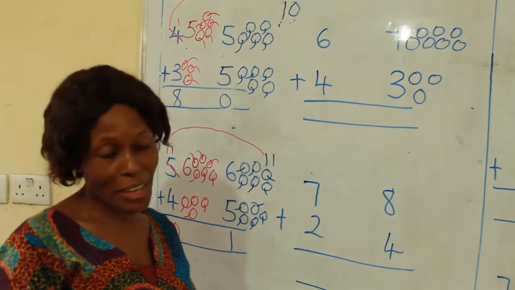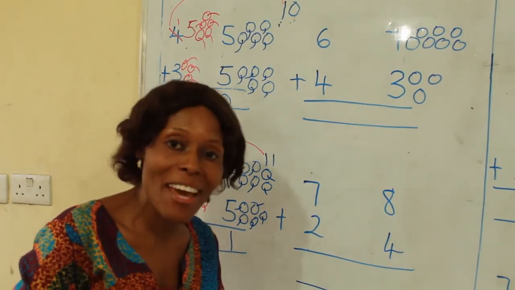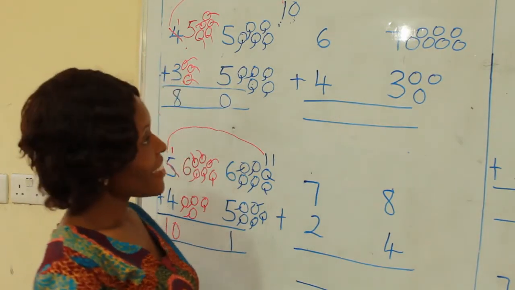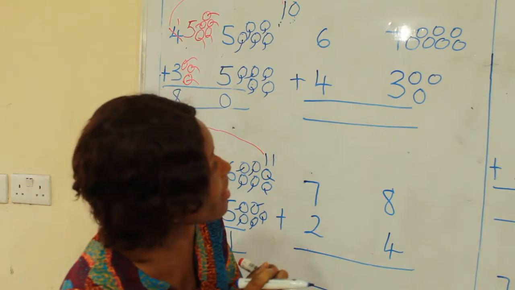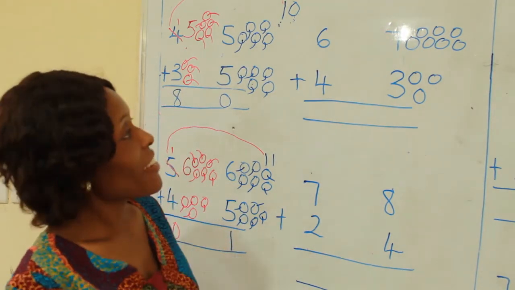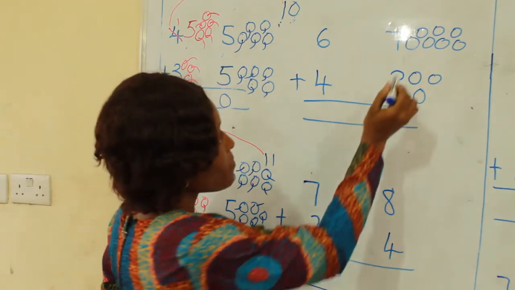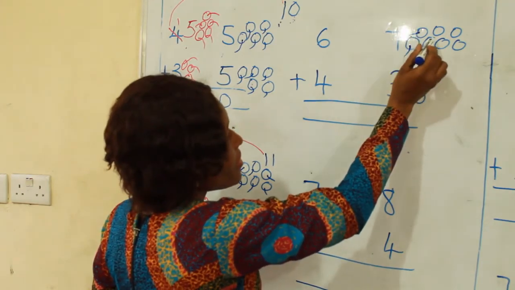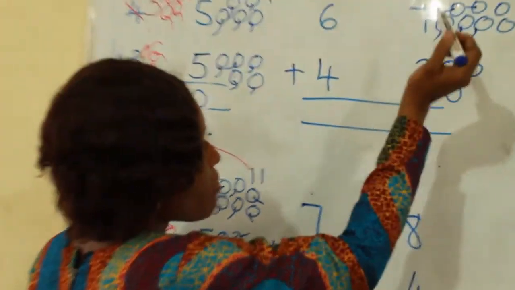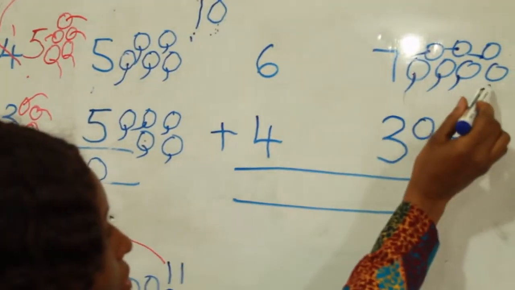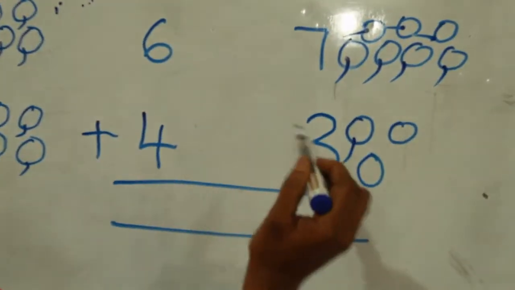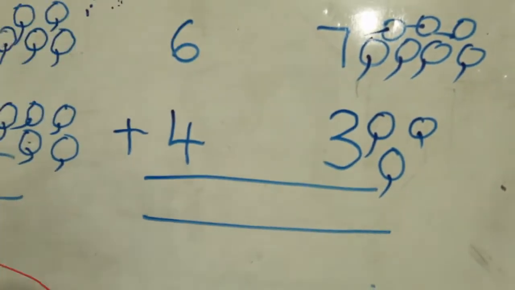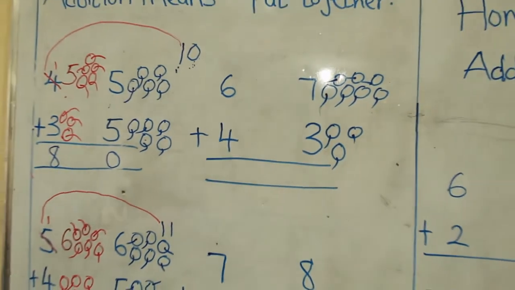What do we do next? Can you tell Mrs. Sarah what to do next, please? Alright. We're going to count them all together. 1, 2, 3, 4, 5, 6, 7, 8, 9, and 10. The answer is 10.